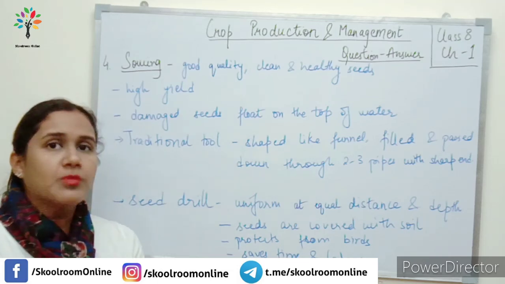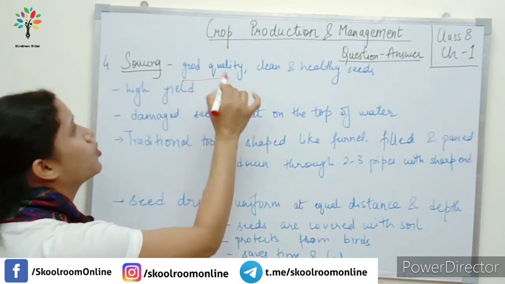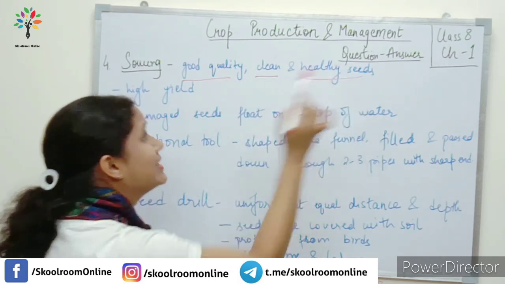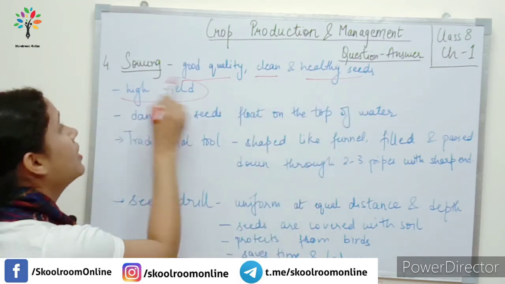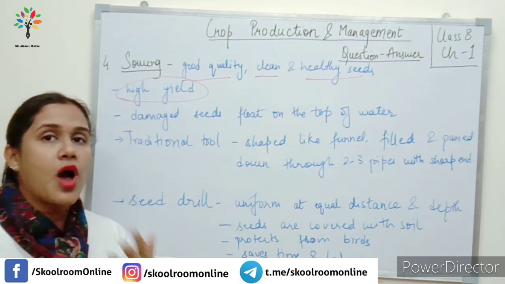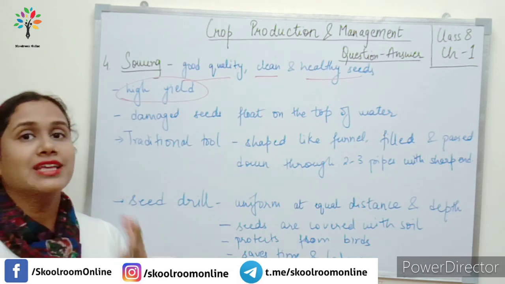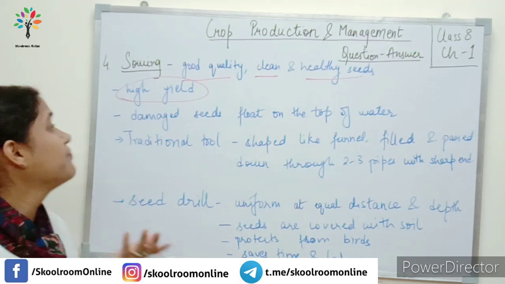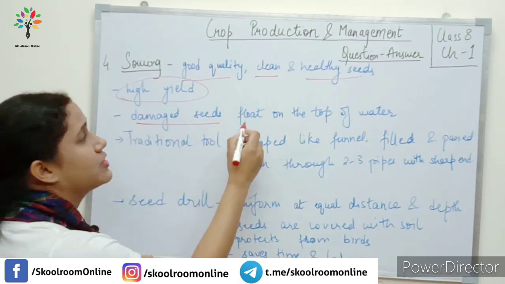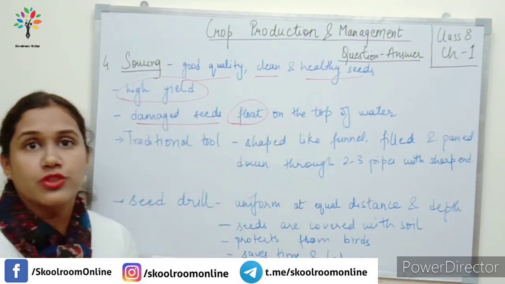First of all, the farmer needs to select good quality, clean and healthy seeds which give a high yield. So how can the farmer select this? By soaking those seeds in the water, and the damaged seeds would float on top of the water.